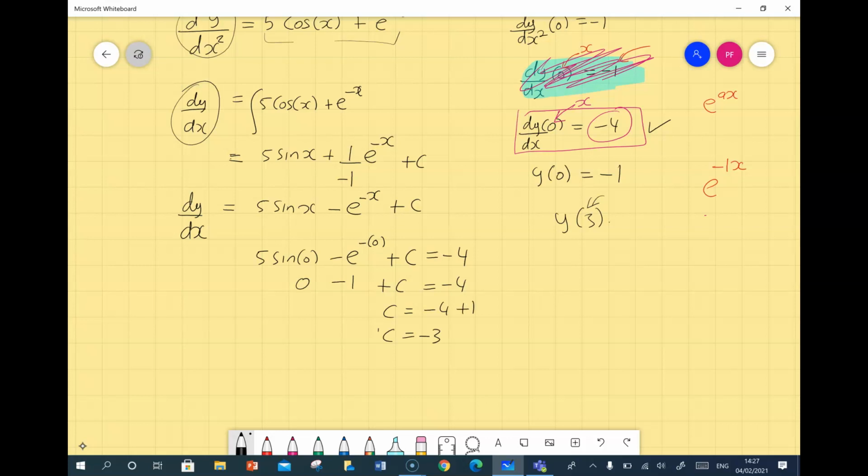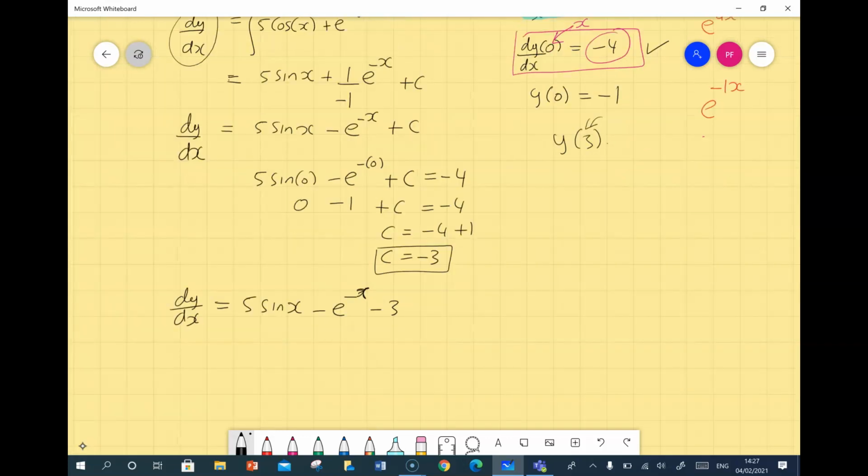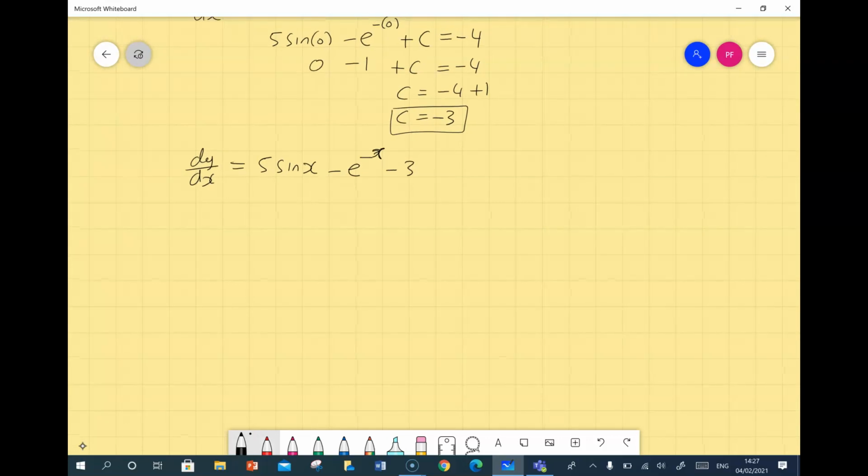Okay, so now I have the first value for my c. So dy/dx is equal to 5 sin x minus e to the power of minus x plus c, and my c is minus 3. So now I've got my derivative. I want to go up again to find y, and I do that by integrating my derivative. So 5 sin x minus e to the power of minus x minus 3. And do you know what I keep forgetting to put in? It's a very, very bad habit.